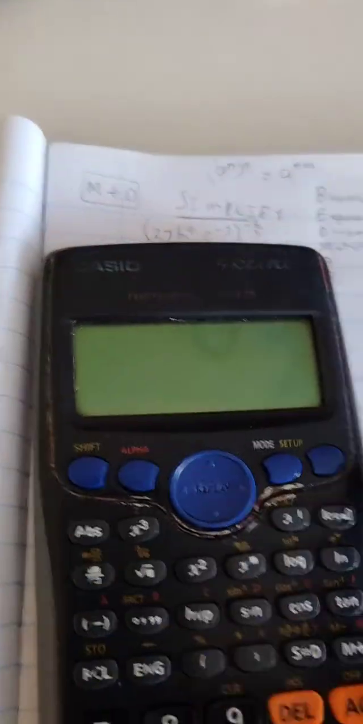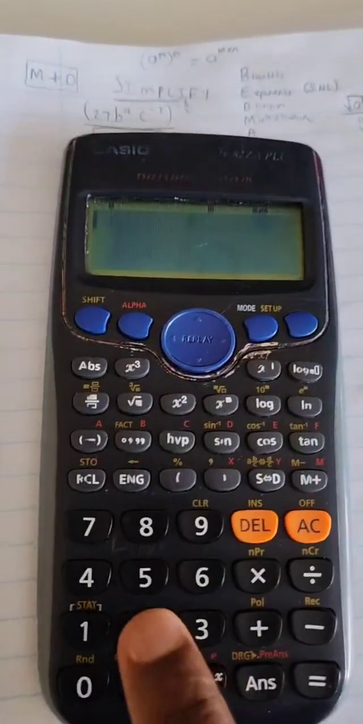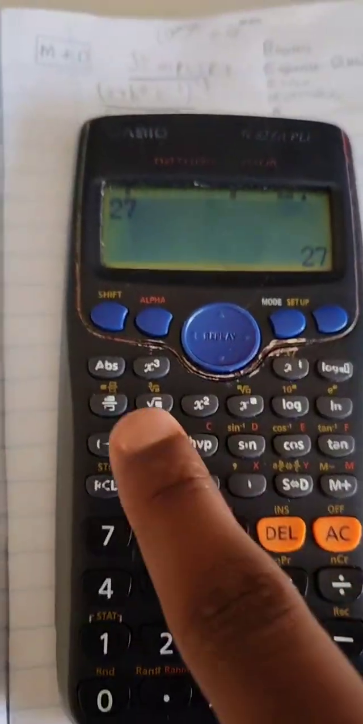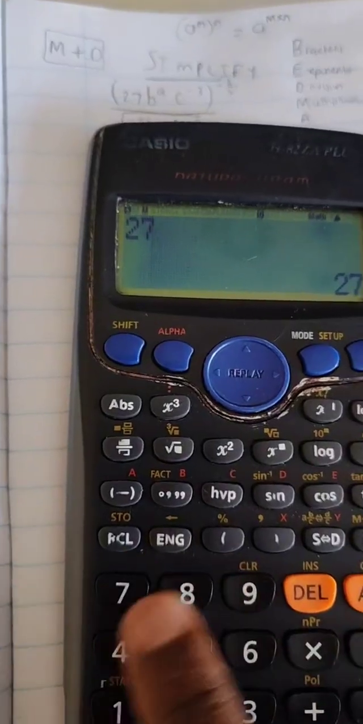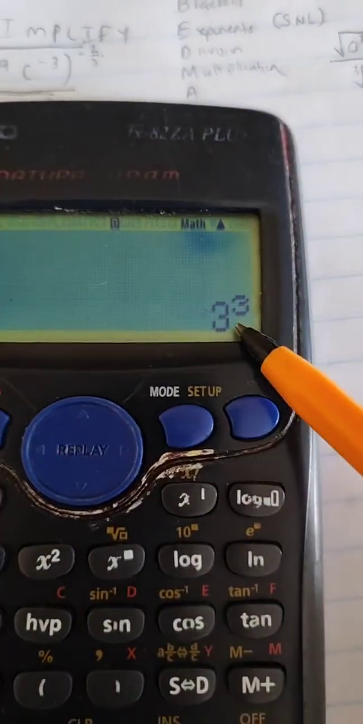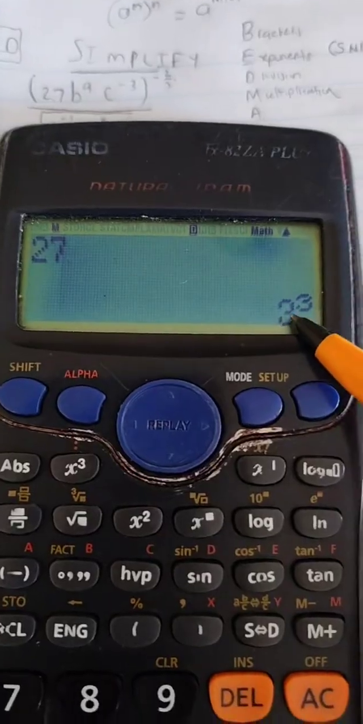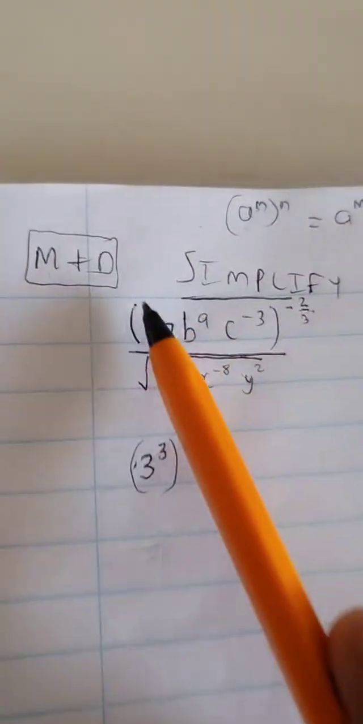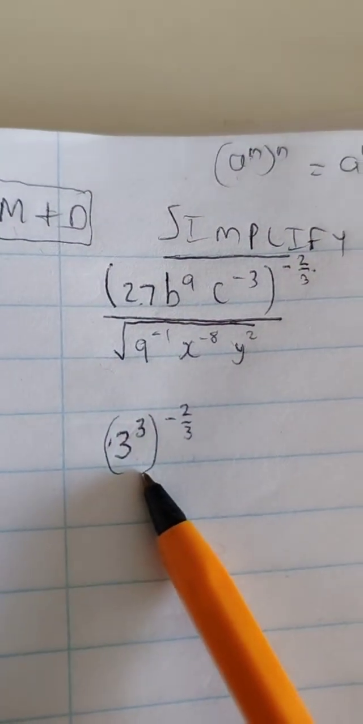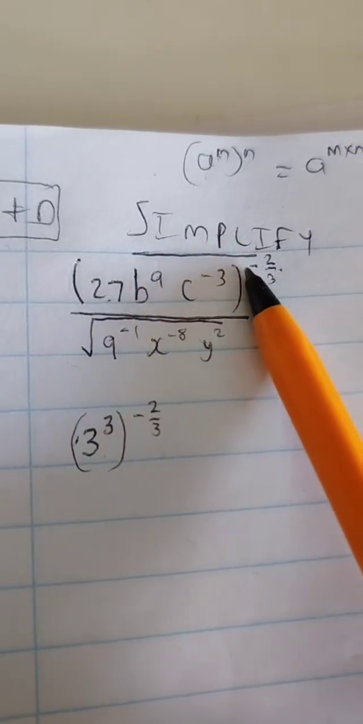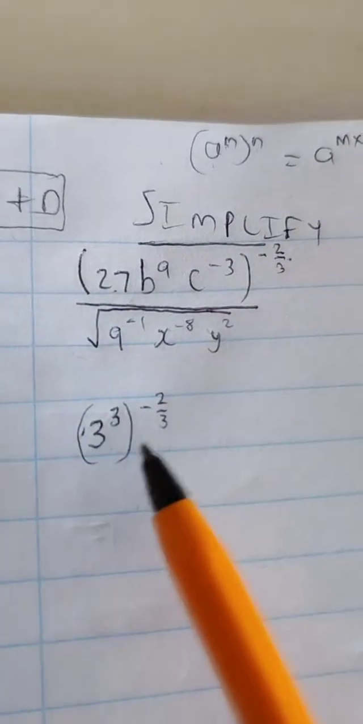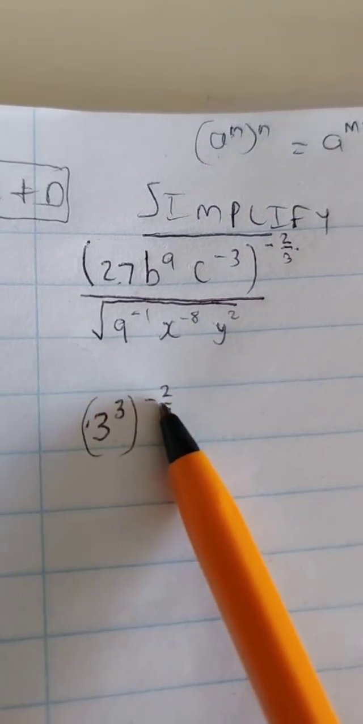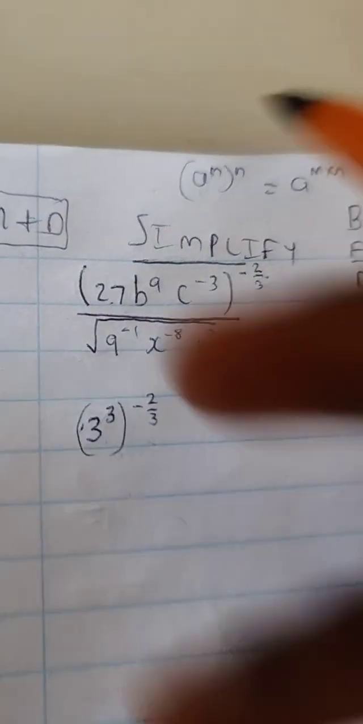If you want to convert that using a calculator, it's simple. You simply take 27, you then press equal, you press shift, and then you press fact. What does that give you? 3 to the power 3. What is 3 to the power 3? It is 27. So 27 is written as 3 to the power 3. You multiply negative 2 over 3 as an exponent with the exponent that is now available. So we use brackets to indicate that that is going to be multiplied.